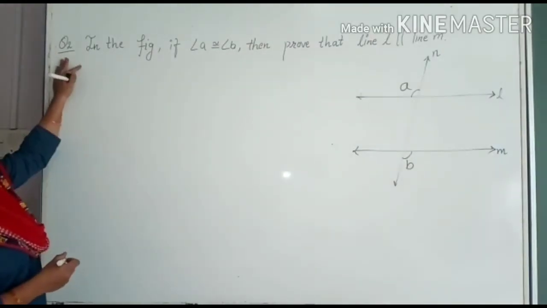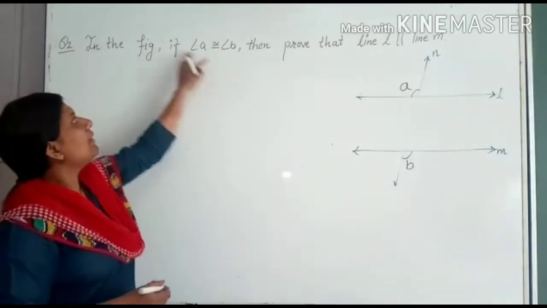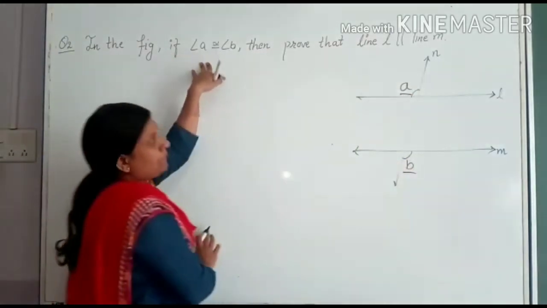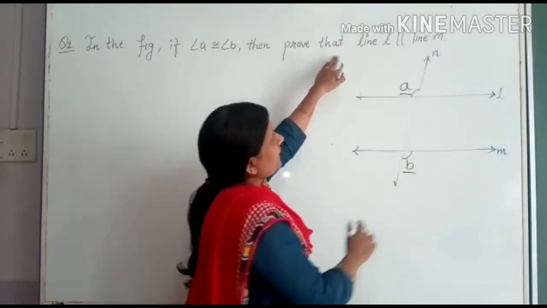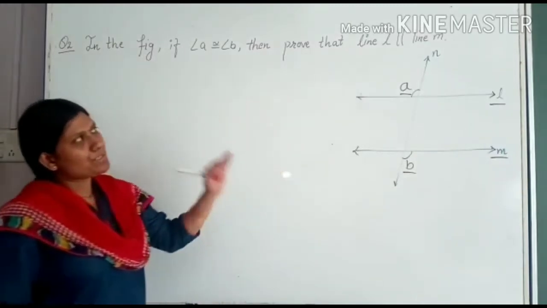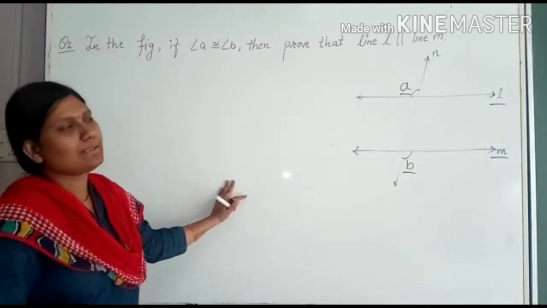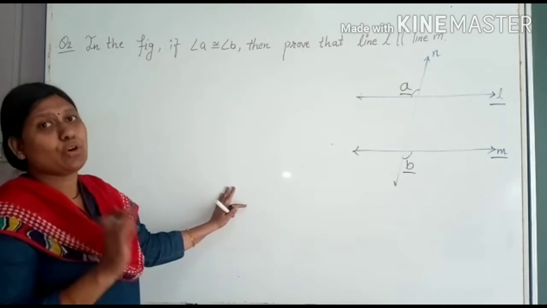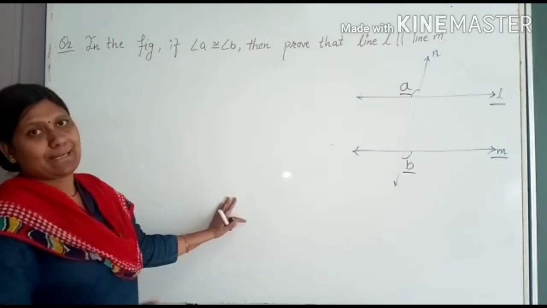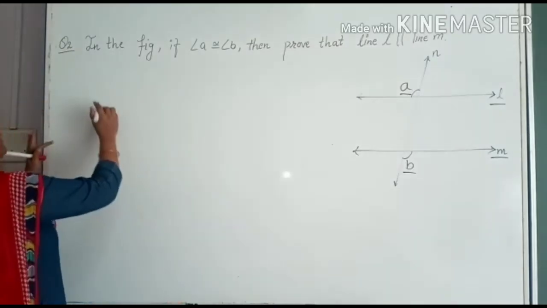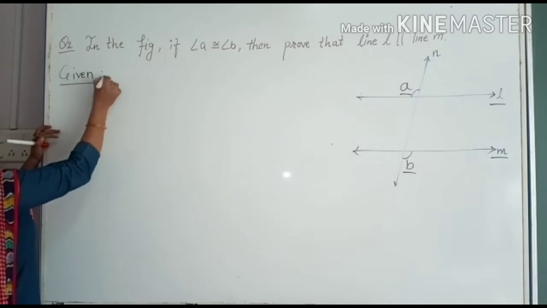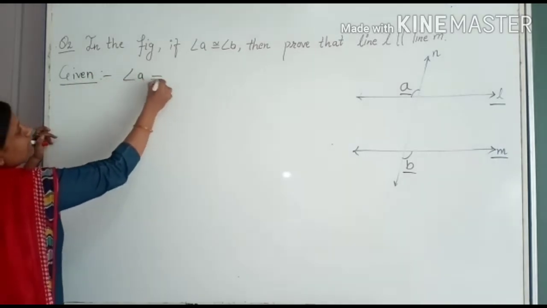Now question number 2. In the given figure, angle A is congruent to angle B. Then we have to prove that line L is parallel to line M. If you observe in practice set 2.2, children, we have to apply the test for parallel lines. If the angles are congruent, then the lines are parallel. Okay, now what is given to us? First we will write the given from the question. Only angles are congruent, that is given to us.